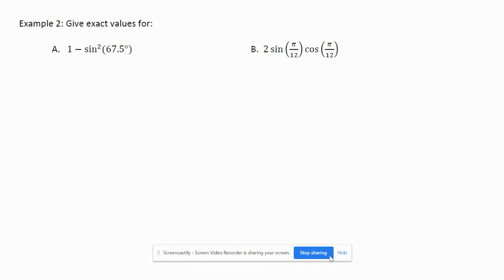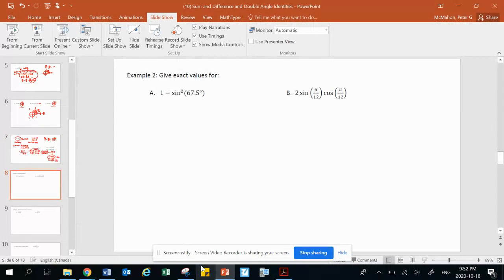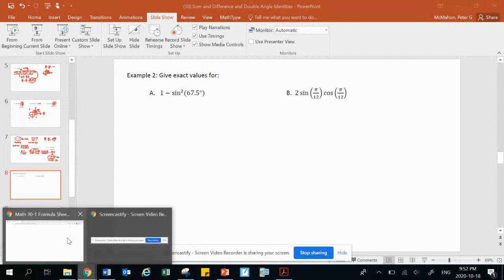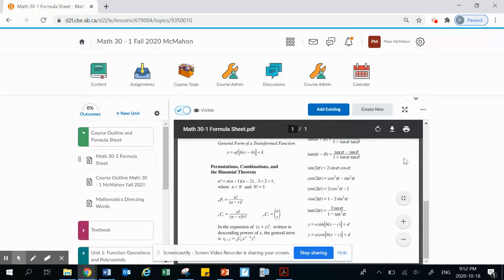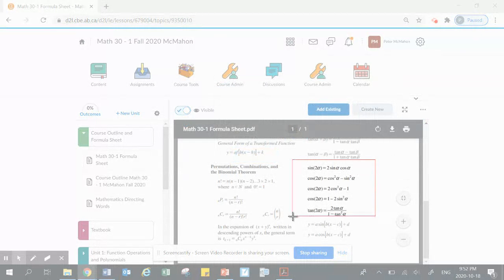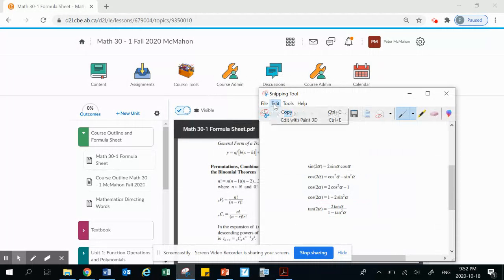Sorry guys, back to my formula sheet here. So on our formula sheets, we have some more, and we're getting into what we call the double angle identities. So I'm just going to copy these guys over here because we're going to be using them for the rest of the notes here.